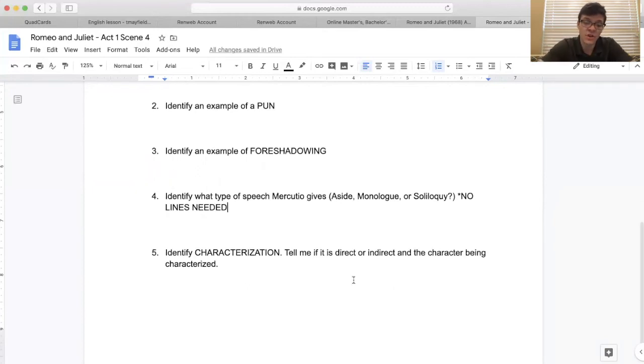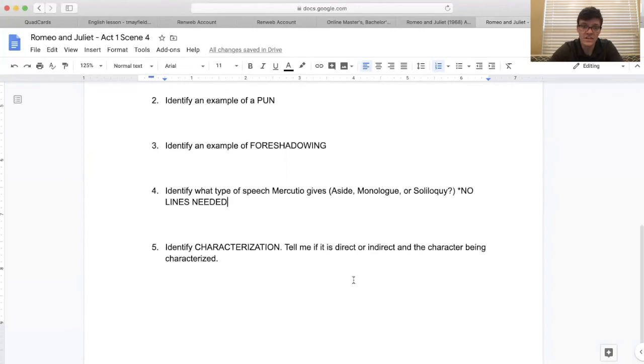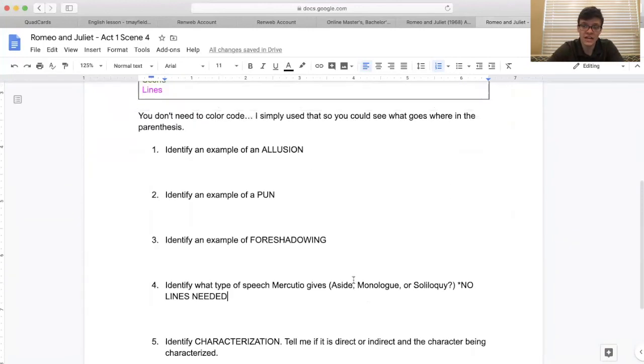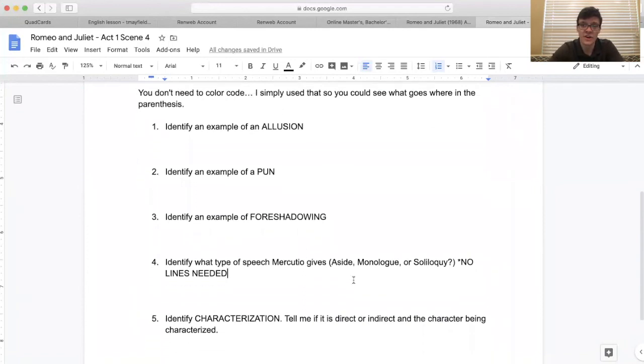And then for the fifth one, I want you to identify the characterization. Tell me if it's direct or indirect and what character is being characterized. So it's pretty straightforward. You guys are just going to be spending a little more time in the text trying to find these things for me.